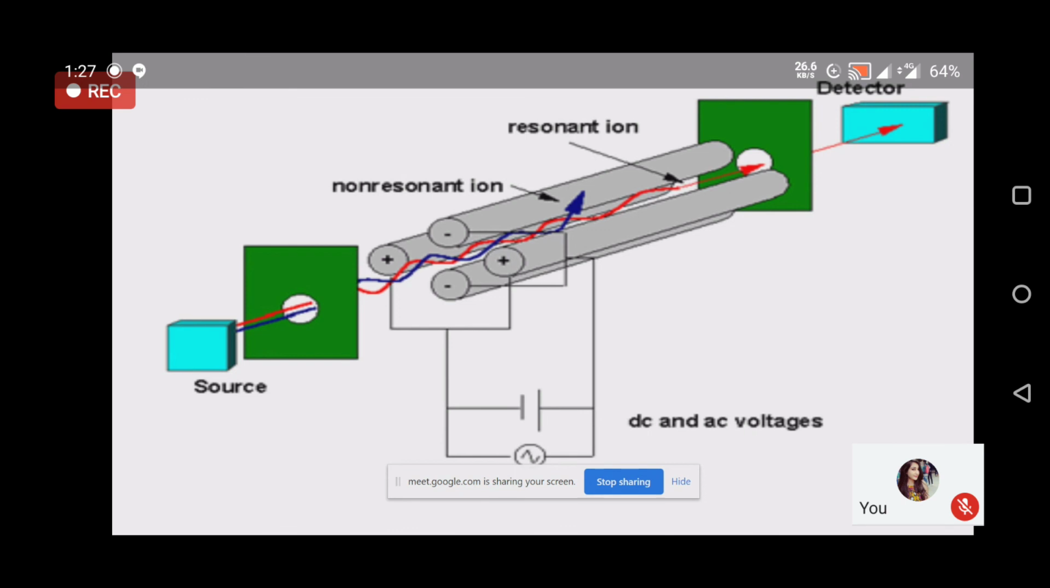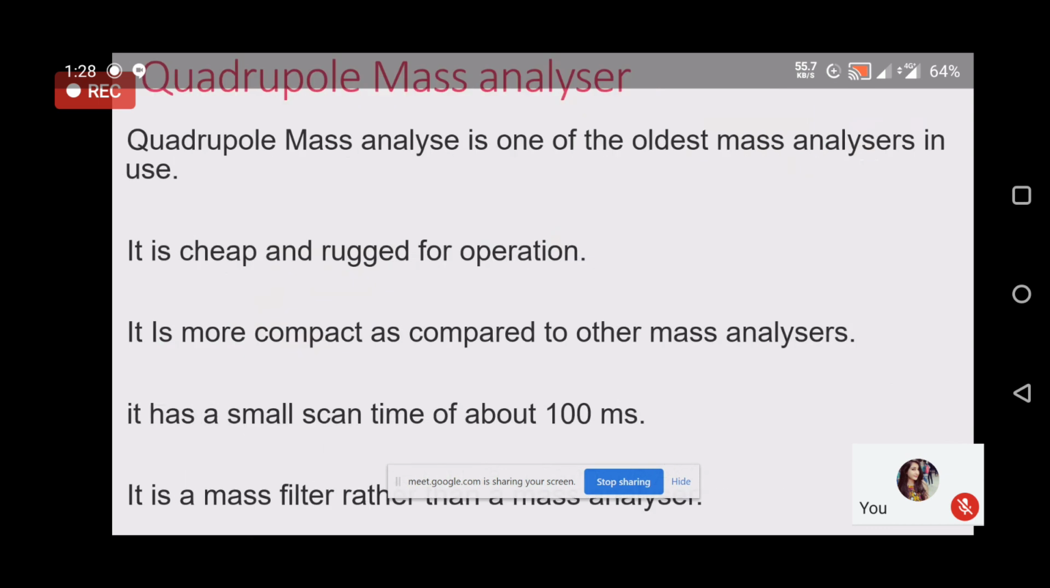So for some time period the polarity will be one, and for the next half cycle of the AC, the polarity will be different. Is this clear? And the polarity is changing rapidly because we are using a radio frequency AC source. The frequency is in the radio frequency region, so the polarity is going to change rapidly for the AC potential that you are applying. So a combination of AC and DC is utilized in such a way that only one m/z at a time will be able to go through the channel and reach the collector electrode at the end.